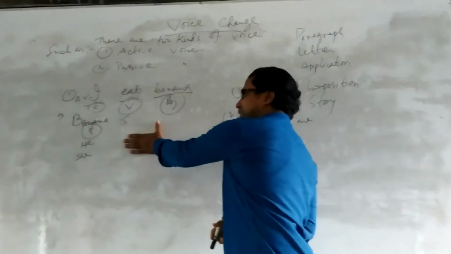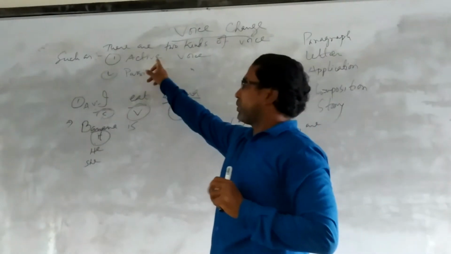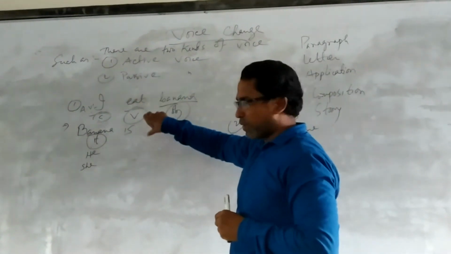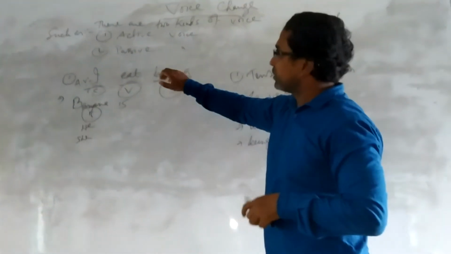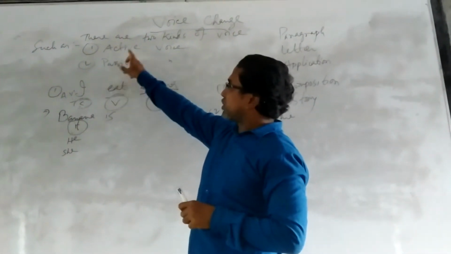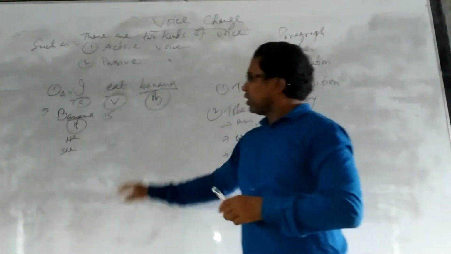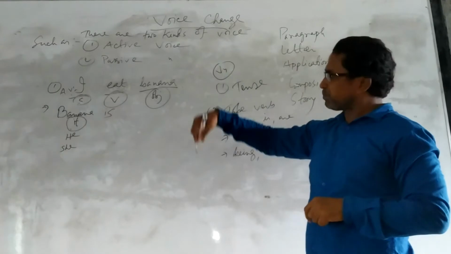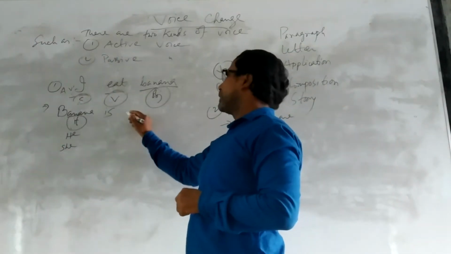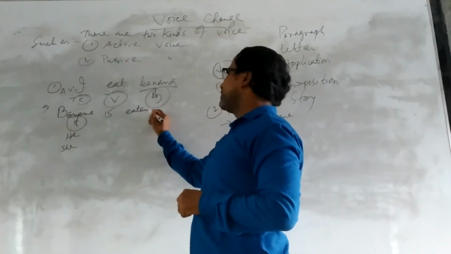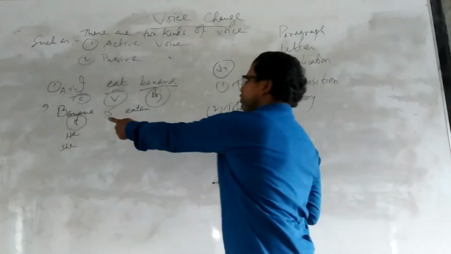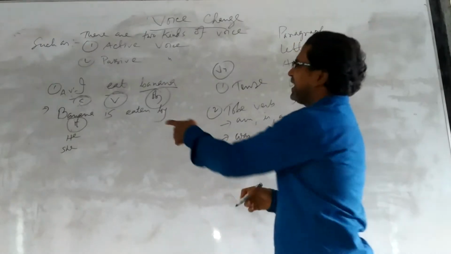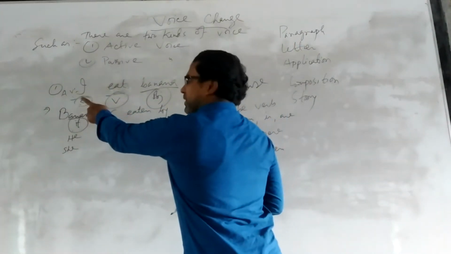Then another thing is that whenever we turn the sentence from active to passive, we have to use the past participle form of the verb. Listen to me. Whenever we turn the sentence from active to passive, we have to use the V3 form, that means the past participle form of the verb. So the verb here is eat, and the V3 form of eat is eaten. So banana is eaten. Then we have to take by.